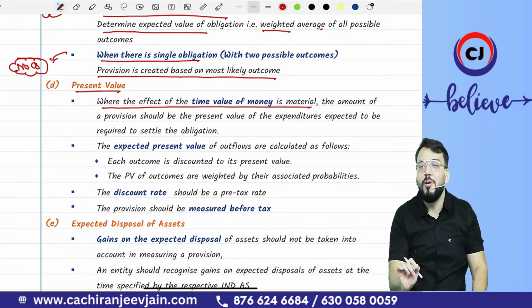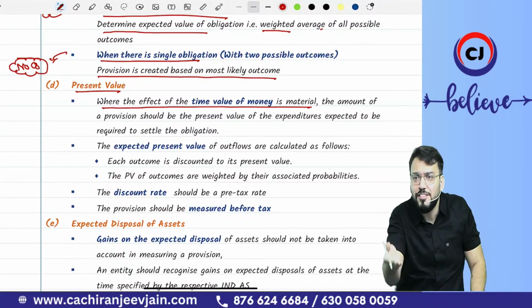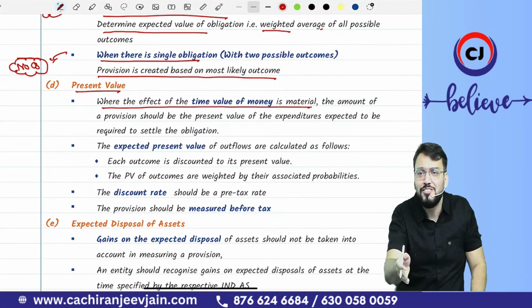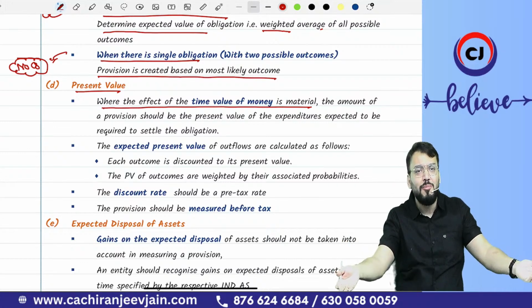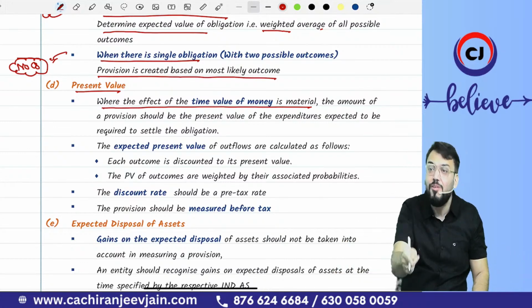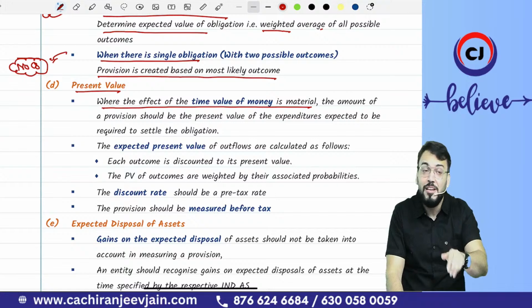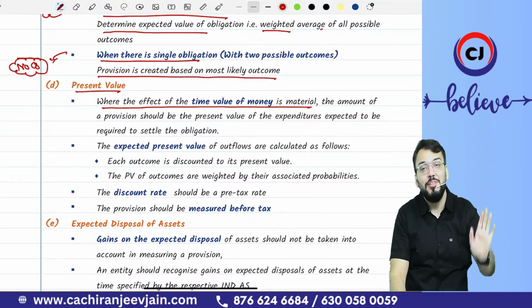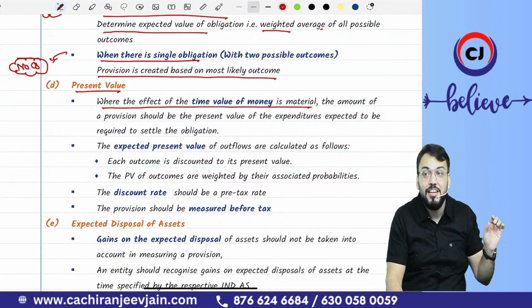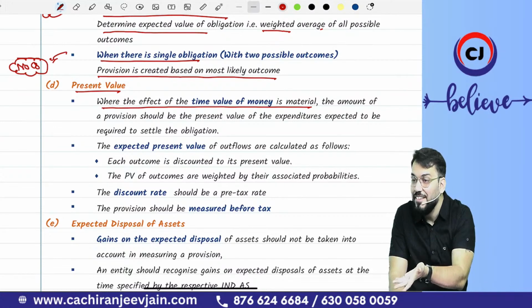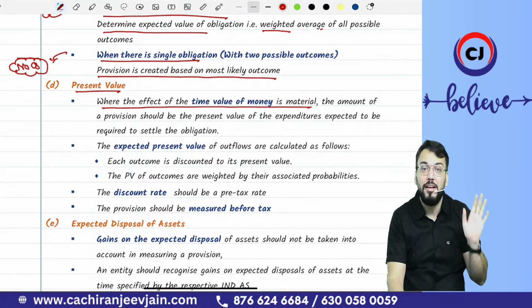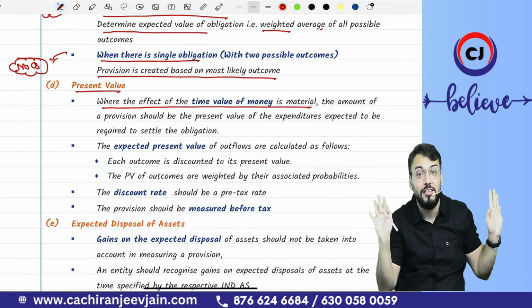Correct. From exam point of view, whenever discount rate is given, then discounted amount. Whenever discount rate is not given, then undiscounted amount, because we cannot estimate discount rate in exam hall. So whenever discount rate is given, it means time value of money is material. If discount rate is not given, time value of money is not material. So from exam point of view, this will work.